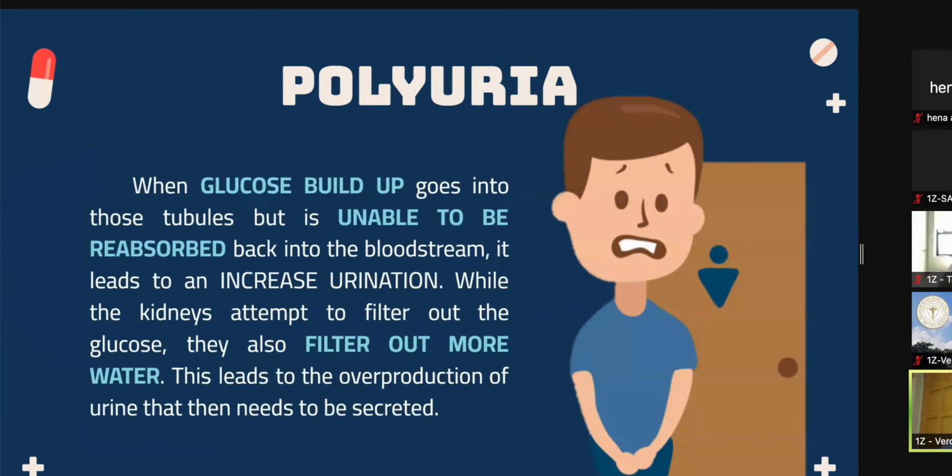So when glucose builds up, it can enter tubules within the kidneys. If the glucose goes into the tubules but is unable to be reabsorbed back into the bloodstream, it leads to an increase in urination. While the kidneys attempt to filter out the glucose, they also filter out more water. This leads to overproduction of urine. So when one urinates more, they become more dehydrated and experience an increase in thirstiness.